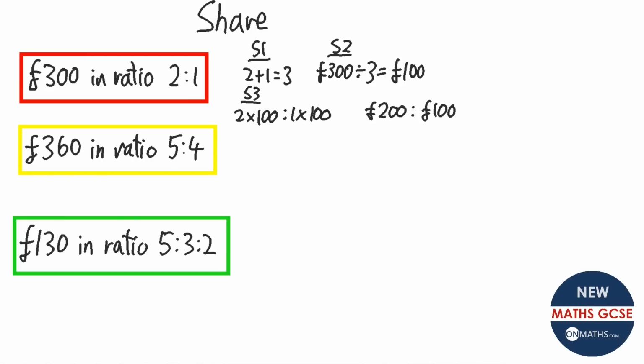A kind of step 4 is just make sure you check your answer. If we've got £300, then we should have £300 at the end. Well, 200 plus 100 is £300, so we know we're right. Okay, so the next question, 360 in the ratio of 5 to 4. So step 1 is add the 5 and the 4, and find out that we've got 9 parts.